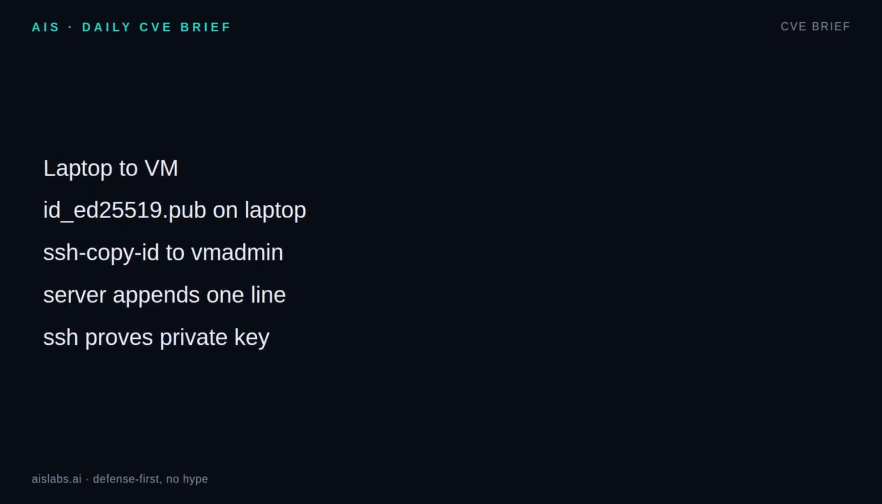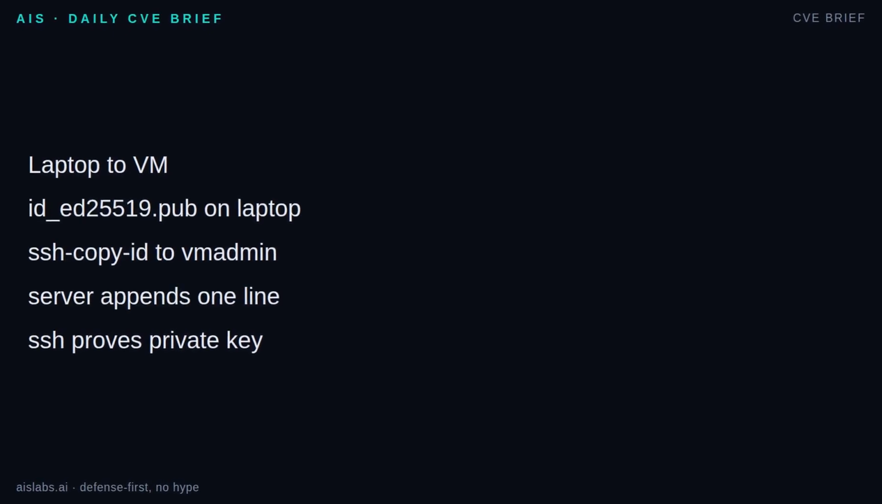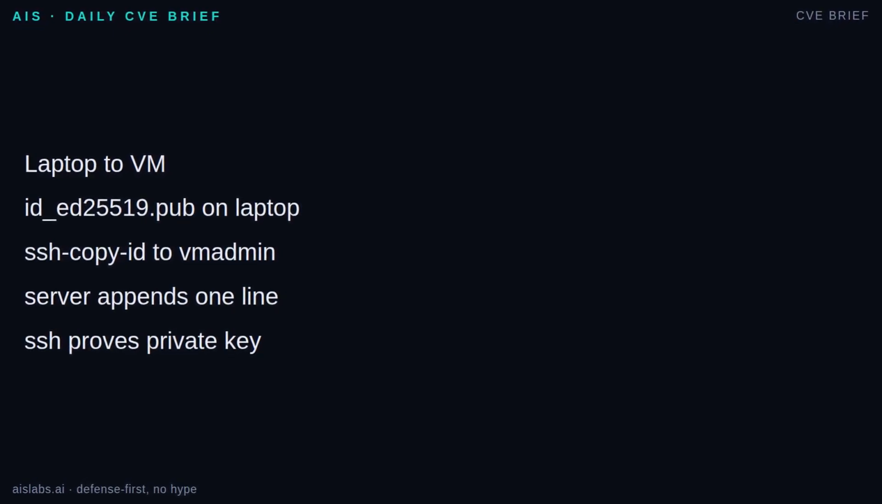Say you have a new VM and a local laptop key already created. The VM account is vmadmin. From the laptop, run ssh-copy-id with the public key path and vmadmin at the VM name or address. You enter the account password once. On the server, ssh-copy-id ensures vmadmin has a .ssh directory and appends exactly one public key line to vmadmin's authorized keys.